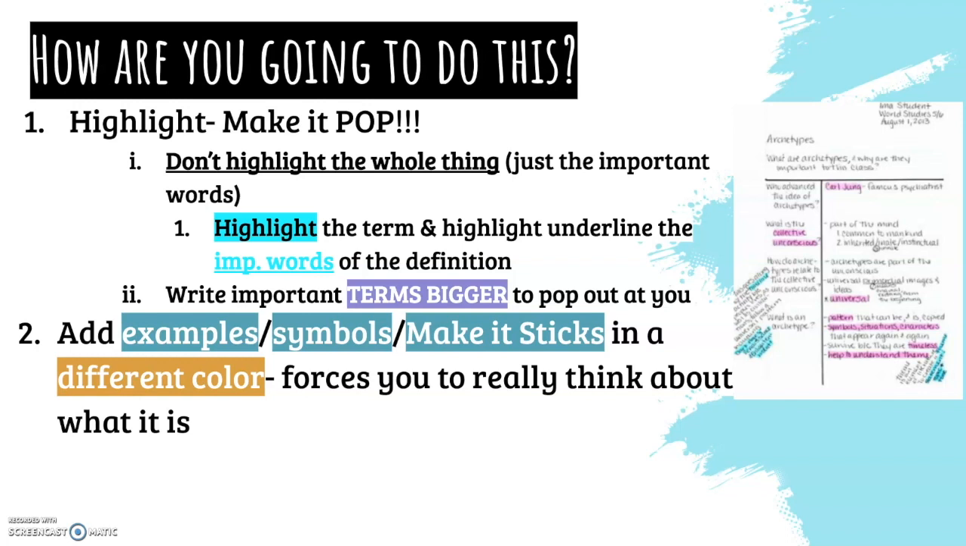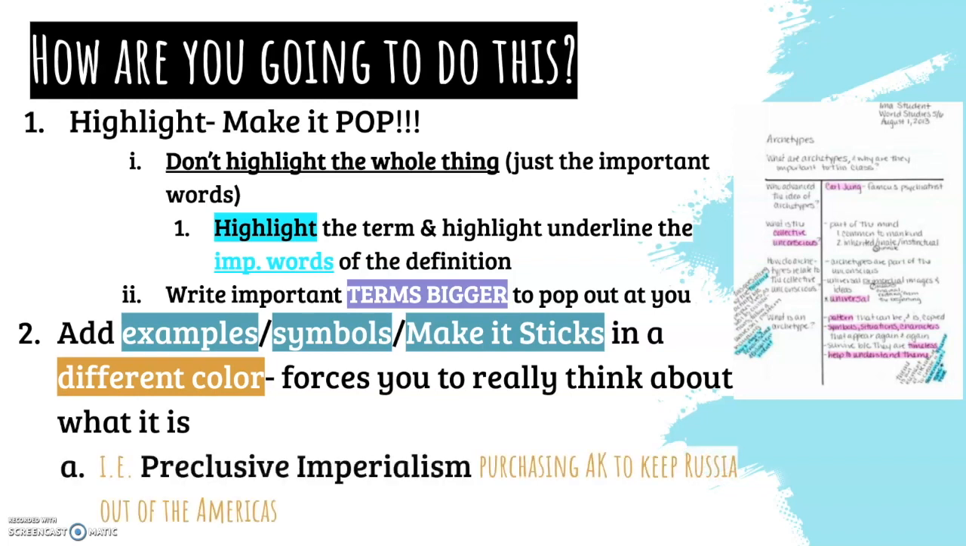I learn best through examples, and so I want to write down all the examples I can get as I'm taking a class or learning, so that way I can refer to it and still have that deeper understanding. So here is an example of what I would do in class. Preclusive imperialism is a term I teach in IB history, and then my students could add in a different color that purchasing Alaska to keep Russia out of the Americas is an example. And that example is probably going to help them understand the term more.